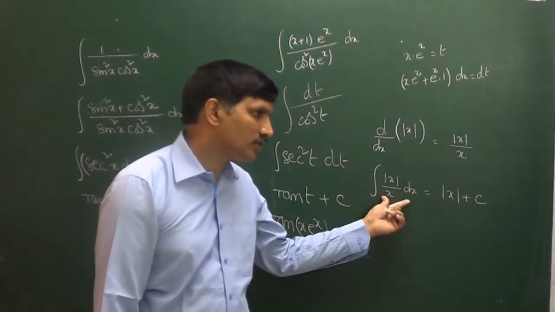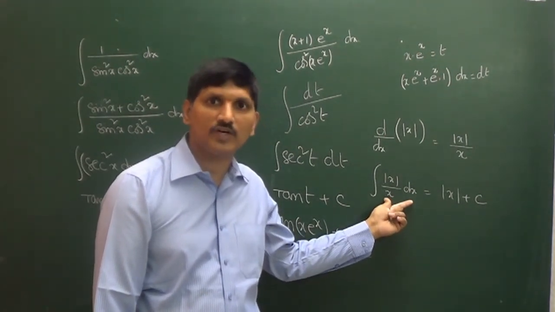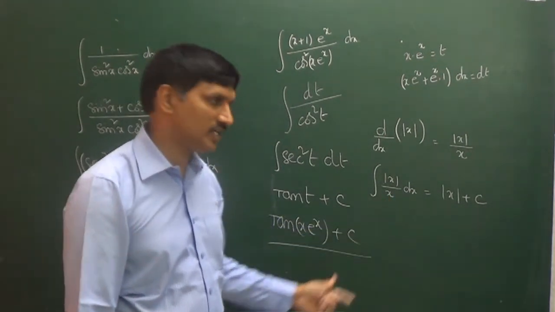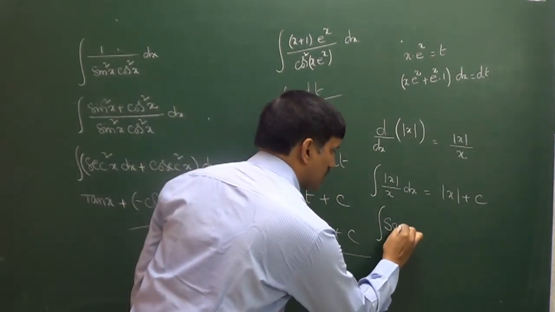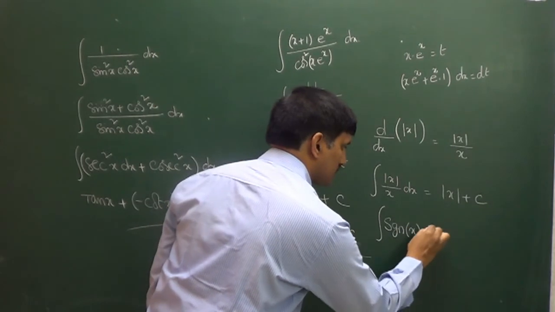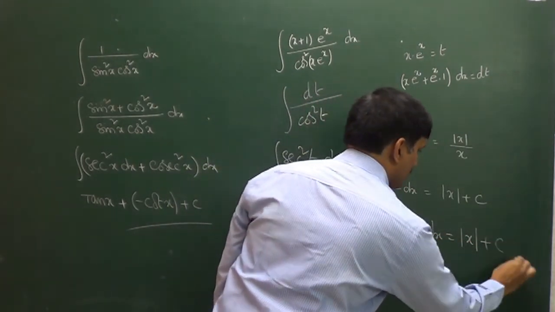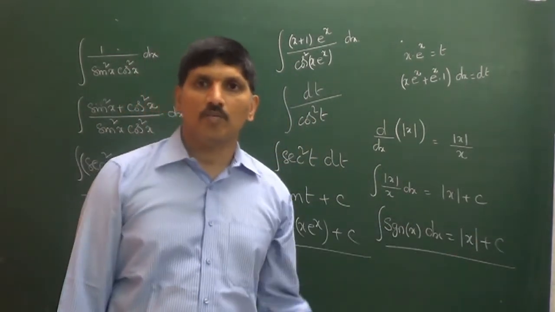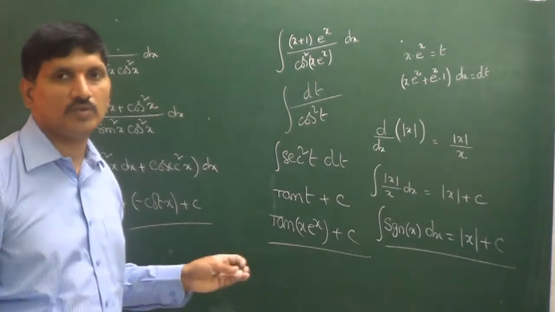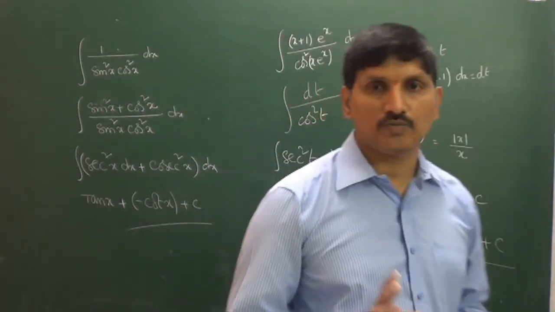Now if x is not equal to 0, what is this function? This function is a signum function. That's why we can write integration of signum function, signum of x, equals mod x plus c. So that is the discussion regarding integration by the method of substitution.